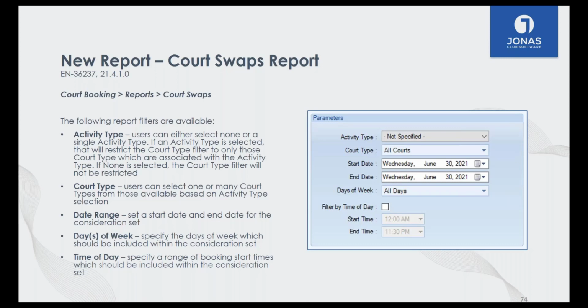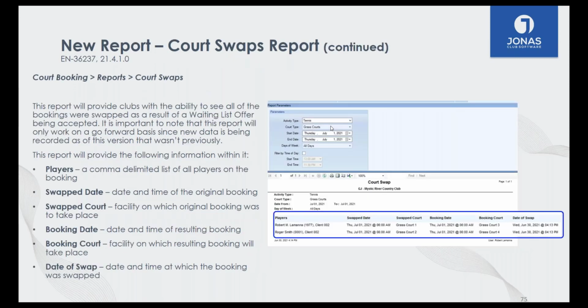And it can be filtered on a variety of criteria: activity type, one or many or all court types, a date range, even specific days of week and even specific ranges of time during a given day. So you can set up all those filters, and when you do generate the report, it's going to look something like this, where it's going to provide you with the people who are on the booking, so the players, the date they swapped, the court they swapped, as well as the date and time that their resulting booking was made, and the resulting court that came of that swap.